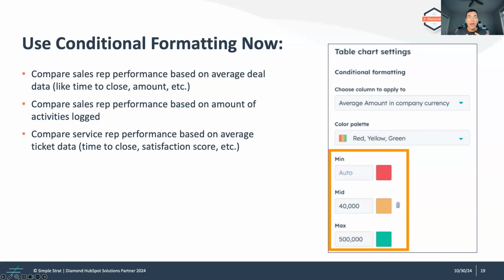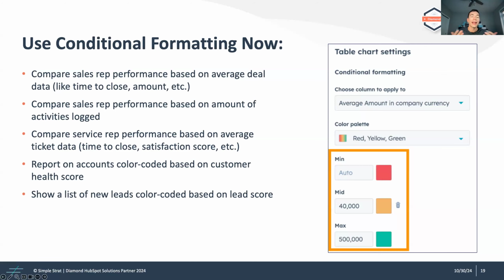Moving on to our service reps, maybe I want to compare reps in their performance by things like time to close for tickets, satisfaction scores. And then moving on from reps, I can start to evaluate my customers. So if we're using our customer health score feature that HubSpot released fairly recently, I can color code accounts in a table based on that health score. Or I can help my reps prioritize their new leads and give them a nice color-coded table of their leads based on their lead score.